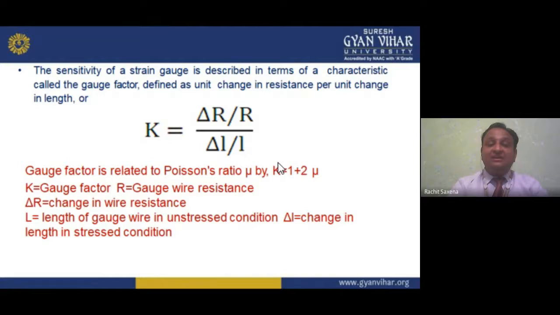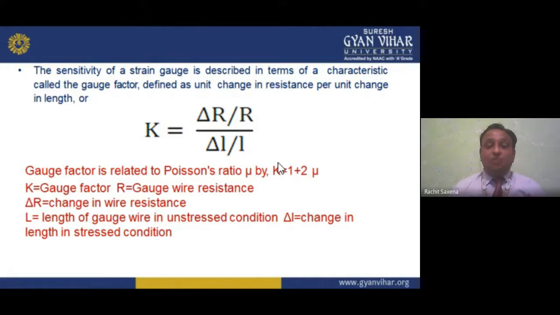The gauge factor is defined as the unit change in resistance per unit change in length, or K is equal to del R by R upon del L by L. Change in length means del L, and change in resistance means del R. Now the gauge factor is related to Poisson's ratio mu: K is equal to 1 plus 2 mu, where K is the gauge factor and R is the gauge wire resistance.